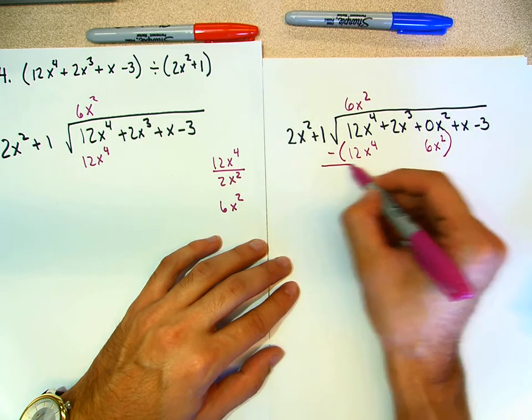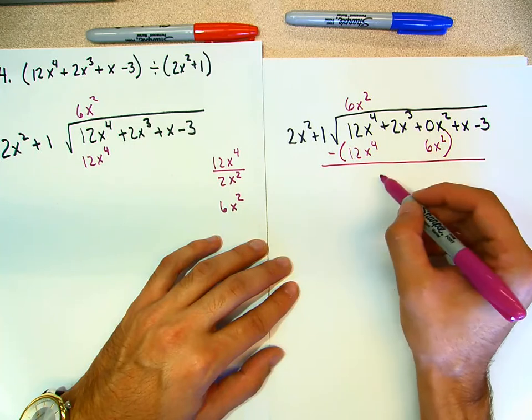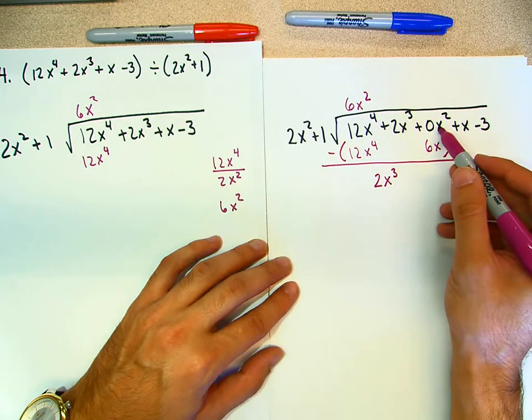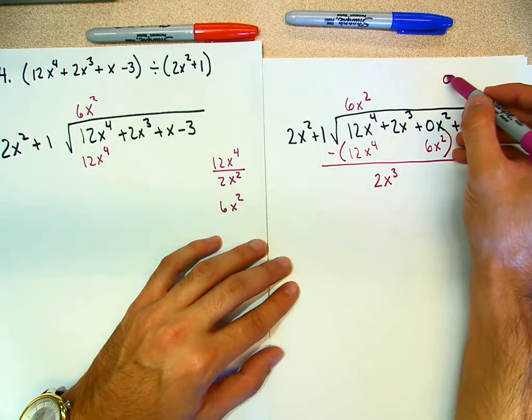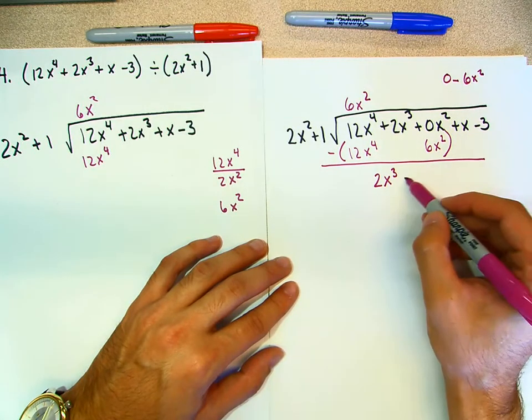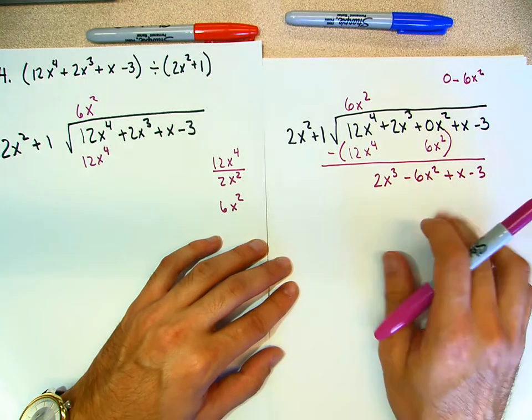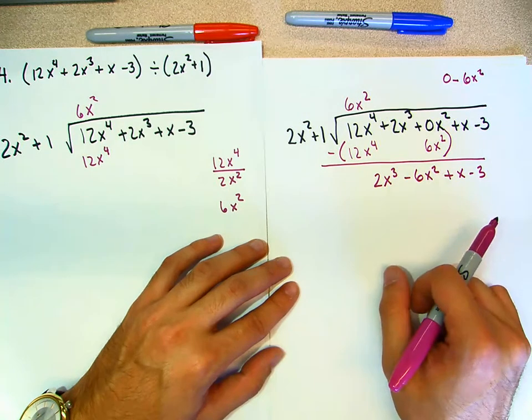Parentheses, parentheses, subtract. Okay, so this cancels. This is 0. 2x cubed is brought down. Now this is 0 minus a 6x squared. So then this is negative 6x squared over here, plus x minus 3. Okay, that was a little mini trick to do this problem.